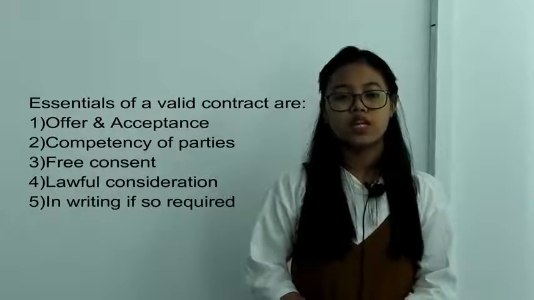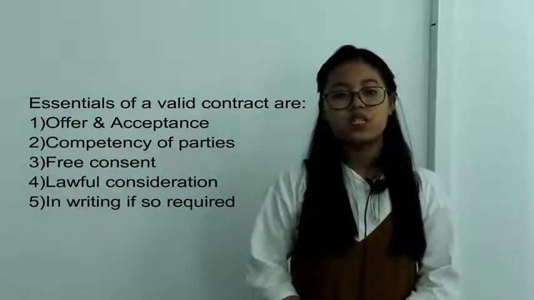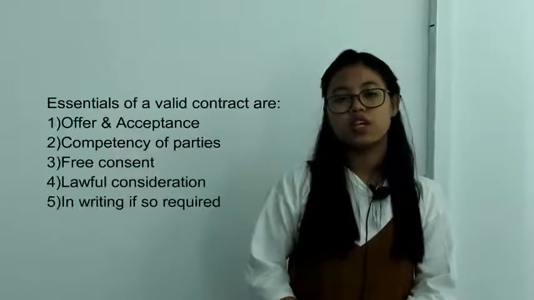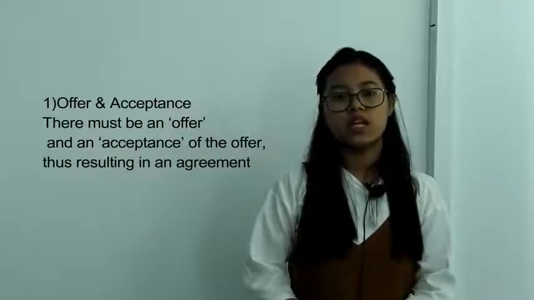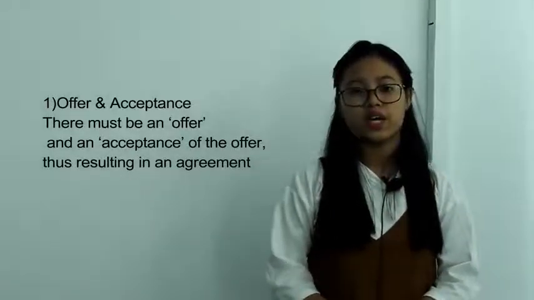Normally, to be a valid contract, there are 5 essential elements. They are offer and acceptance, competency of parties, free consent, lawful consideration, and in writing if so required. To create a valid contract, there must be an offer by one party and acceptance of the same by the other party. This acceptance may be made orally or in writing or by conduct.